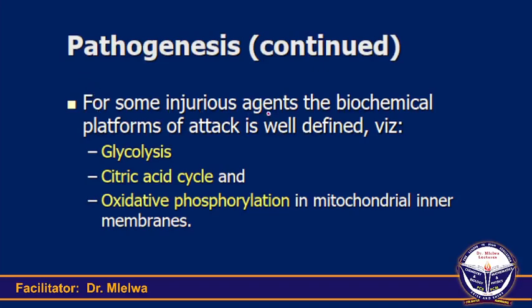So, for some injurious agents, the biological platform of attack is well defined. For example, some injurious agents, we know, will attack glycolysis, the citric acid cycle, or oxidative phosphorylation in the mitochondria membrane. The best example in this case is our friend cyanide, CN negative. This ion tends to bind one of the enzymes in oxidative phosphorylation, cytochrome oxidase. It binds on the cytochrome oxidase, and by that means it prevents oxidative phosphorylation from occurring, and then finally even the Krebs cycle will stop because the end product of the Krebs cycle will be accumulating in the cell.